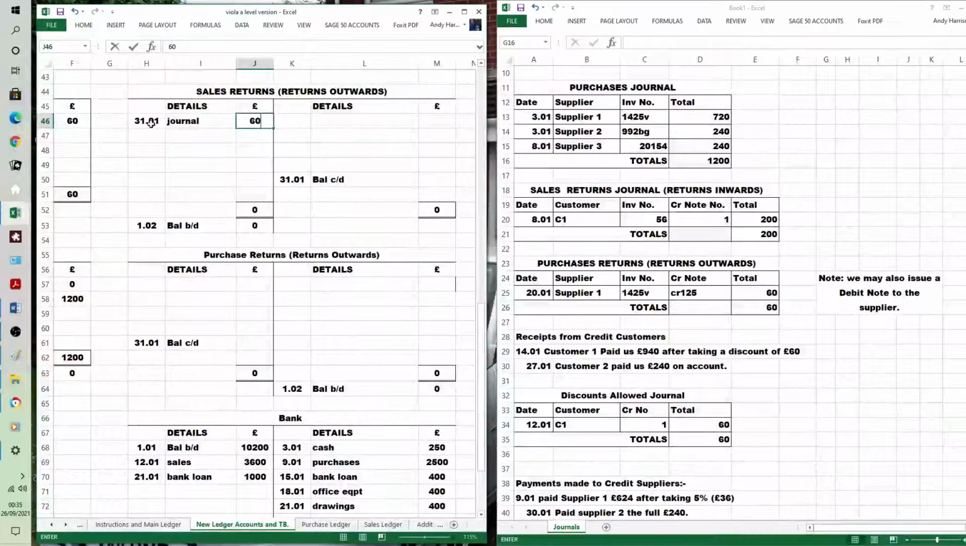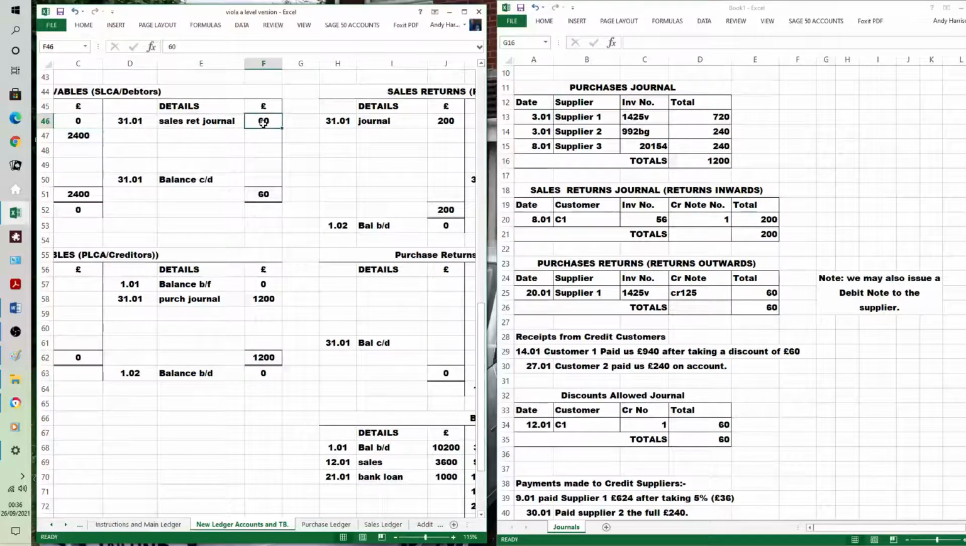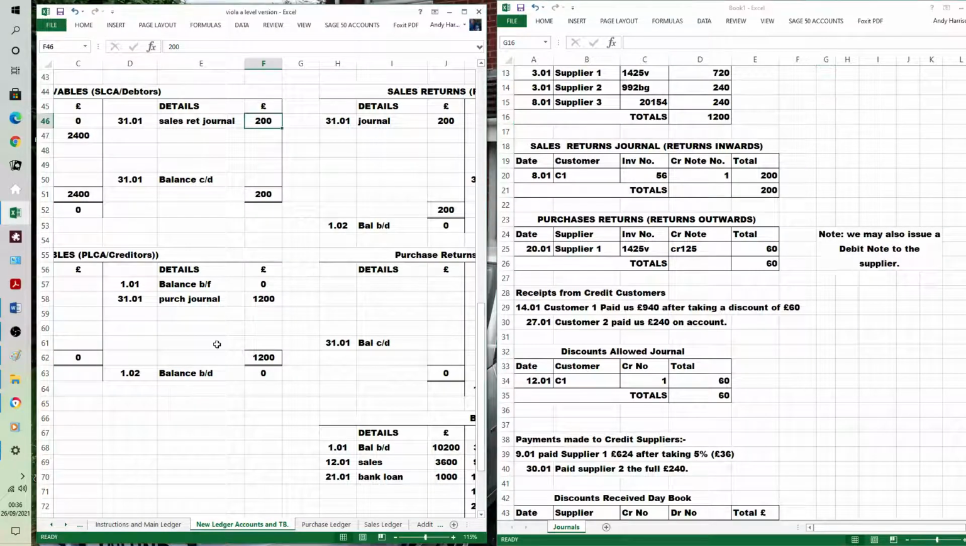Oh, debit entries. Oops. Did I put the right amount in now? I didn't know. Eyesight failed. Got confused with the purchases.